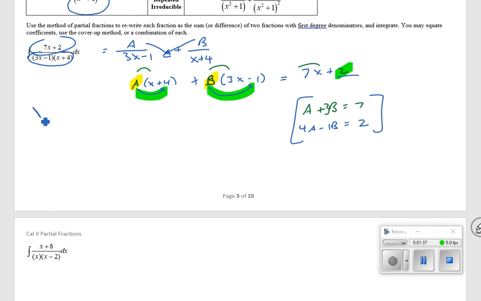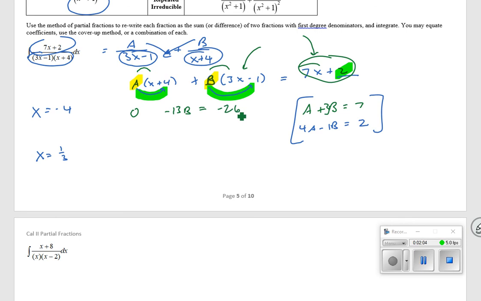Now, I can let x equal negative 4 or x equal positive 1/3. I'm looking for what makes these 0. And if x equals negative 4, this becomes 0, and that is negative 13b. This whole thing is negative 26, which tells me that b is 2.